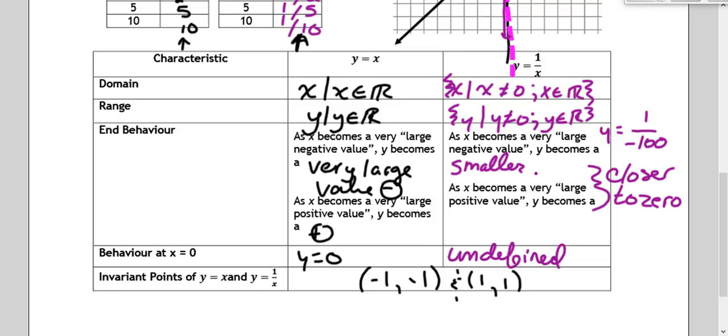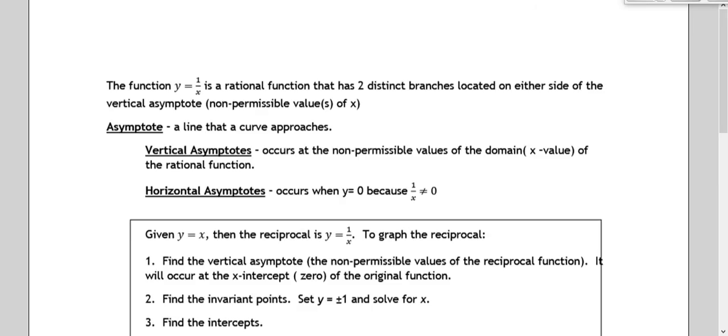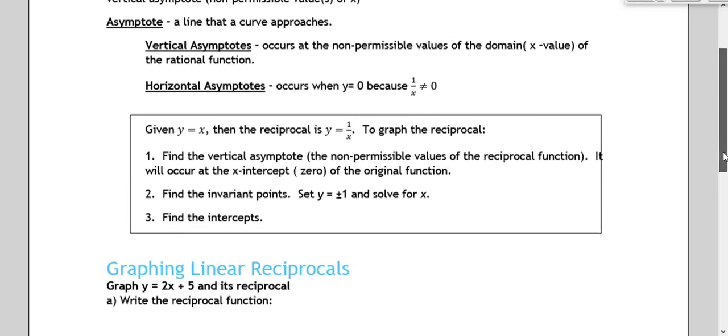Okay, so this is a handy chart to reference as we go through this, as you need help with refreshers. It says here the function is a rational function that has two distinct branches located on either side of the vertical asymptote, which is the non-permissible values of x, which we talked about in last chapter. An asymptote is a line that a curve approaches. We have vertical ones and horizontal ones, and we kind of discussed that already.